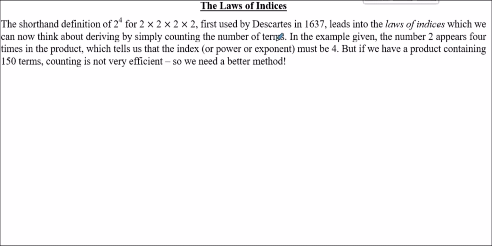So just carrying on this bit here. So 2 to the power 4 is what we had. Looking at 2 to the power 4, the number 2 appears 4 times in the product, which tells us that the index, which is another word for the power, which in itself is another word for exponent, must be 4. 2 to the power 4, because we're multiplying 2 by itself 4 times. However, if you have a product containing 150 terms, as I've said earlier, counting is not very efficient, so you need a better method for it. So let's go forward and have a look at a few ideas.